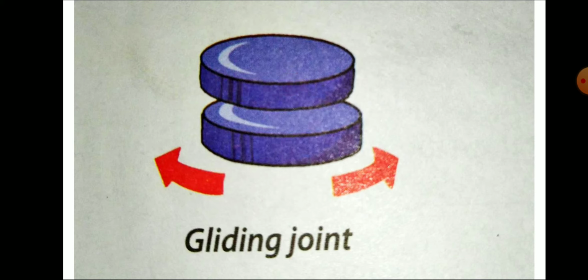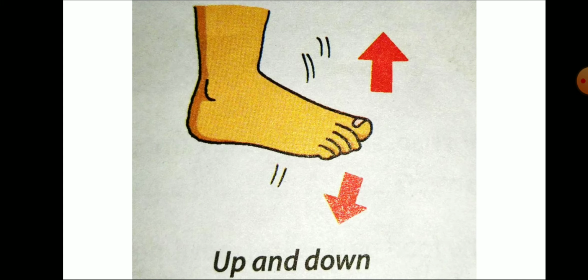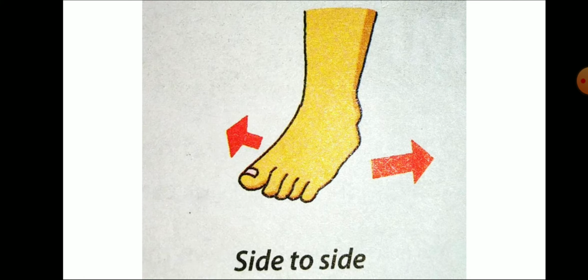Bend your foot at the ankle. You can move it in two ways as shown in the figure. You can move your leg up and down. Then you can move it side to side. This is possible with the gliding joint.